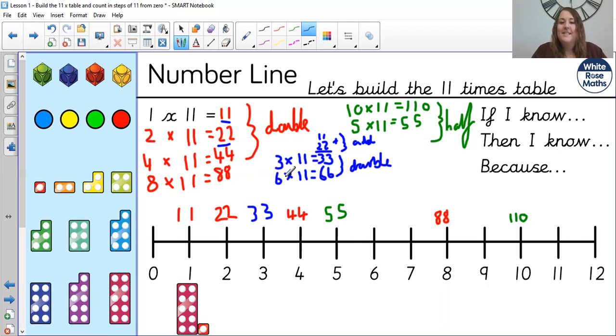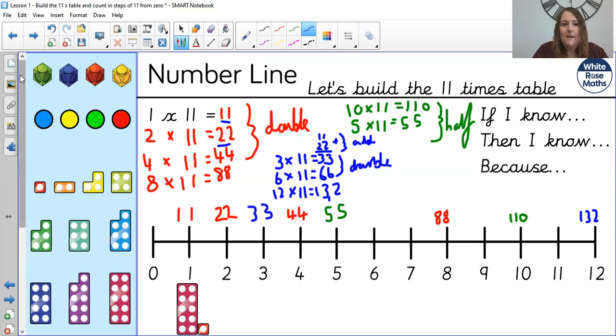Then if I know 6 times 11 is 66, then I know 12 times 11 and I'm still doubling. Now this one's slightly trickier, but we can still double each digit. So double my 6 is 12, so I've got my 2 in my ones column and I'm carrying my 1. Double 6 again is 12, but I've got my 1 I have to add on here, so it's 13. So my answer is 132. Excellent. Okay, huge well done if you've got that far and you remembered.